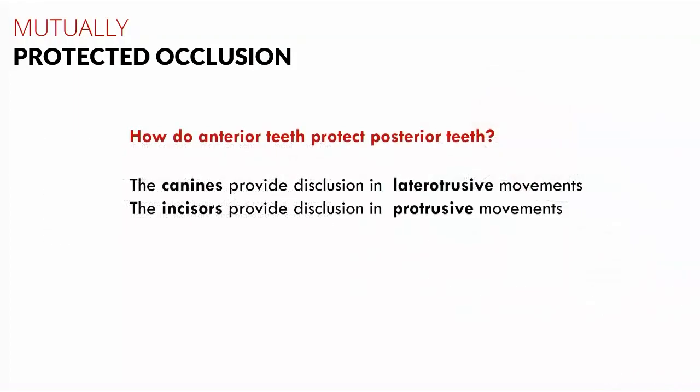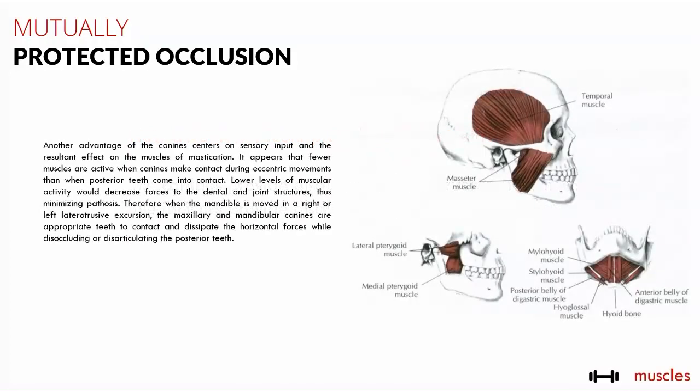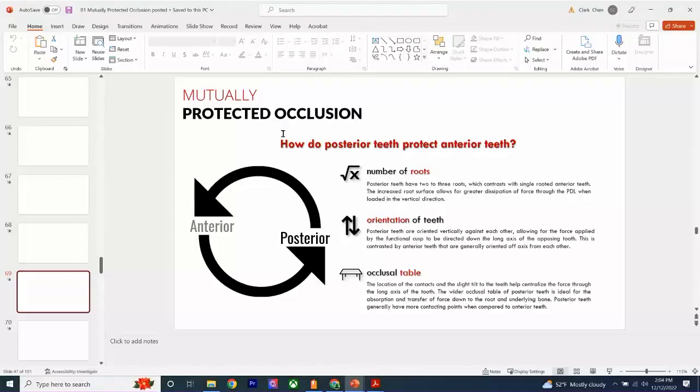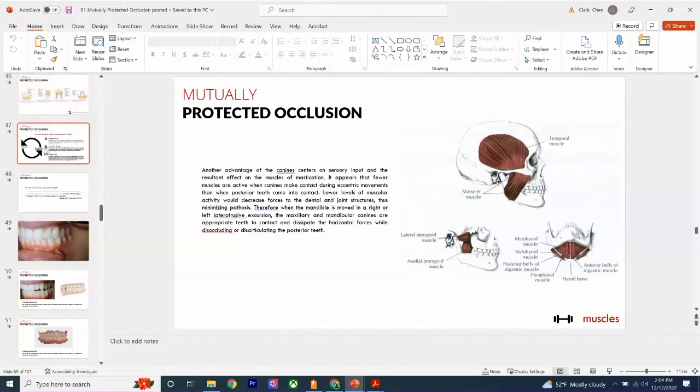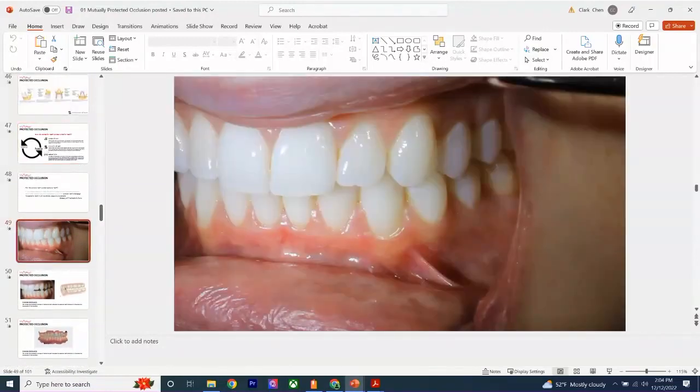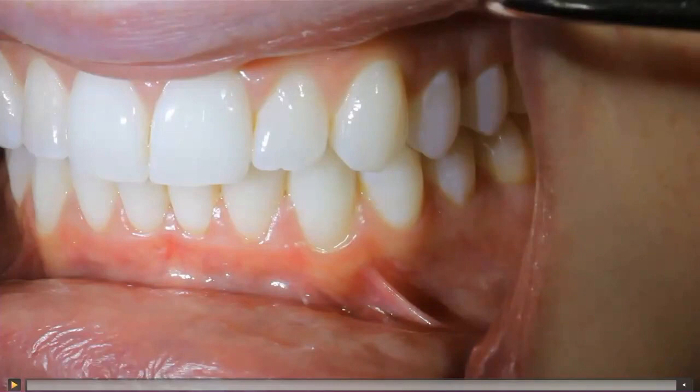Okay, so let's expand on this, right? How do anterior teeth protect posterior teeth? Well, we said that the canine provides disclusion in lateral movements. Remember, we were just focusing on side to side. Let's take a look at what happens when you go straight forward in this protrusive movement, right? If we go back to that video, in both scenarios, what do we see touching when we glide straight forward? Which teeth separate the back teeth in straight protrusive? Our incisors. So let's take a look here.